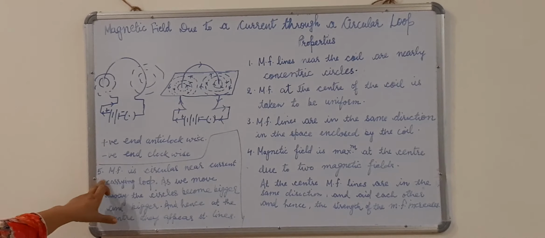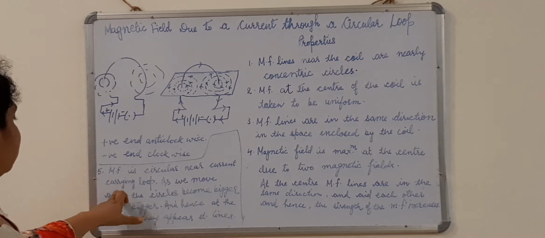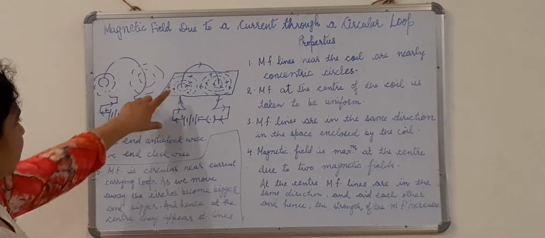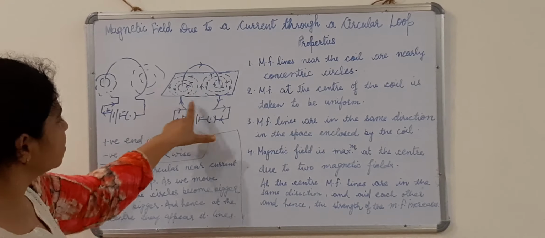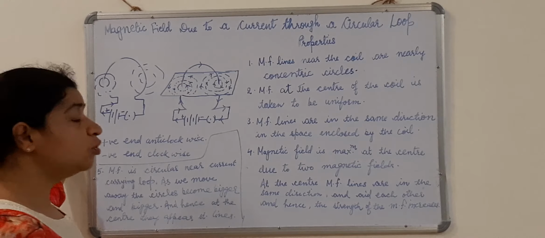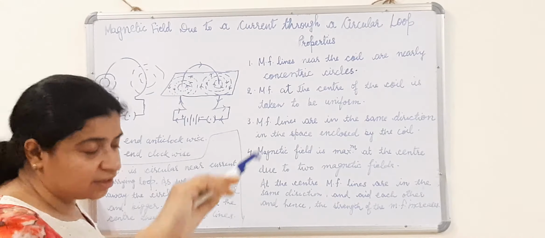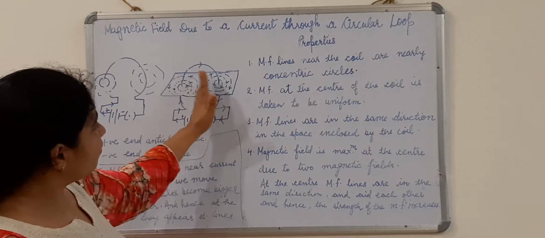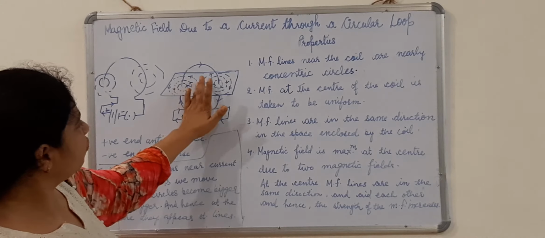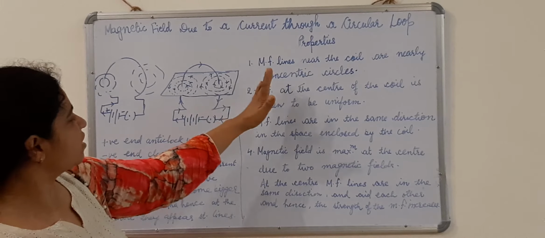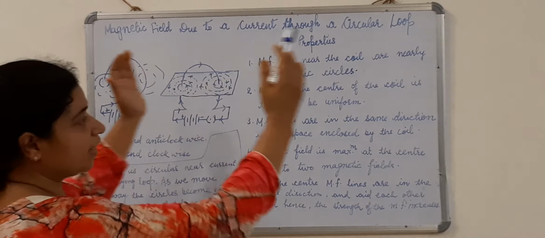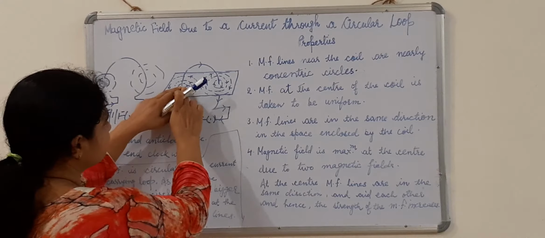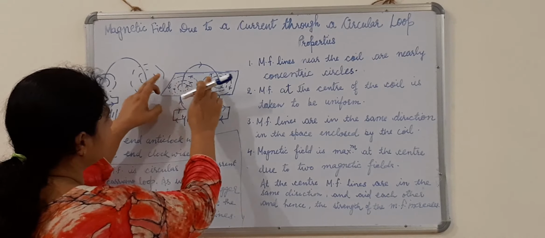Next point, magnetic field is circular near the current carrying loop. This is near the loop. This is a loop. This part, this part, this part is the loop. Near the loop, they are concentric circles. But as we move away from the loop, the circle gets bigger and bigger. You see, here the circle was small, then bigger, then bigger.